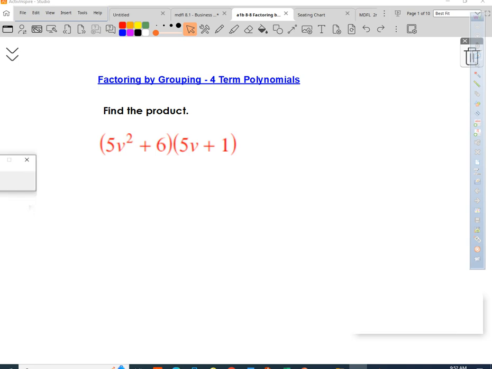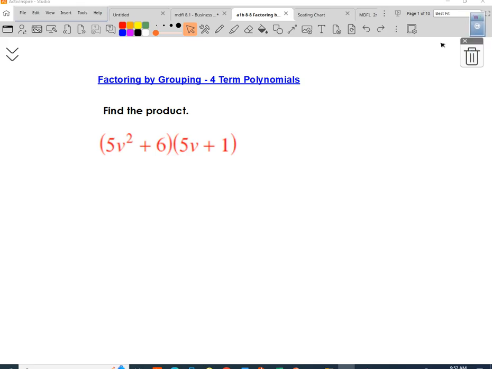Alright guys, right now you're not writing yet, you're just paying attention. We're reviewing a little bit. We've already learned how to multiply polynomials, so 2 terms by 2 terms, the binomial times the binomial. We should know how to do this. You may have learned it in other courses as well.